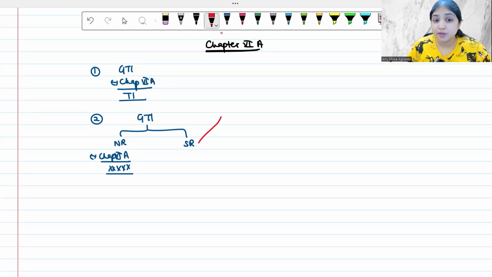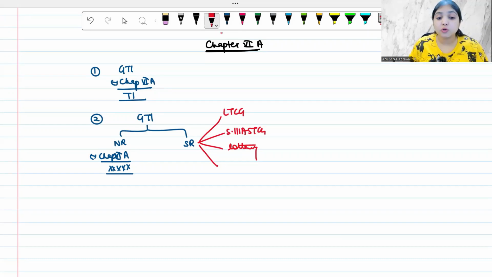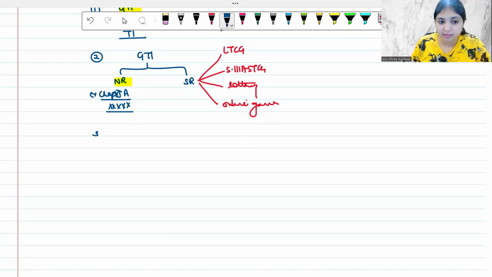Special rate incomes, for example, you have your LTCG, you have section 111A STCG, you have your lottery income, your casual incomes, then you have your incomes from online games, so net winnings from online games. Against all of these special rate incomes, we don't subtract Chapter 6A. We subtract Chapter 6A only against normal rate incomes. So point number one, we subtract Chapter 6A from GTI. Point number two, we subtract Chapter 6A only from normal rate incomes and not from the special rate incomes.